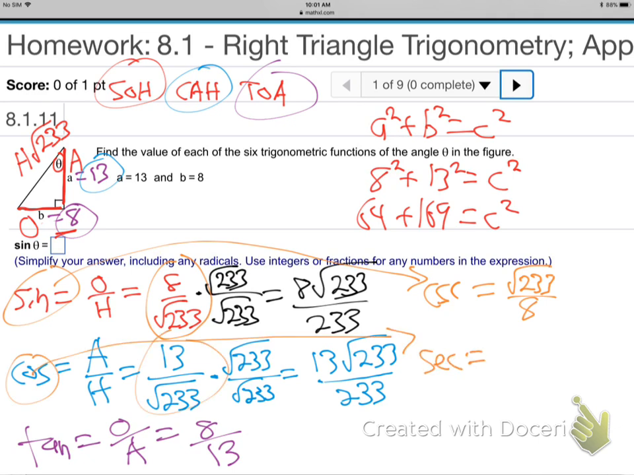And then upside down of cosine is secant. Same thing, flip this one right here. Root 233 over 13. And then upside down of tangent, cotangent. Flip the 8/13s, 13 over 8. There we go. We got all 6 trig functions, and you probably could have done that without me helping. I bet you already knew how to do all that from your trig days. SOHCAHTOA, right? On the right triangle.